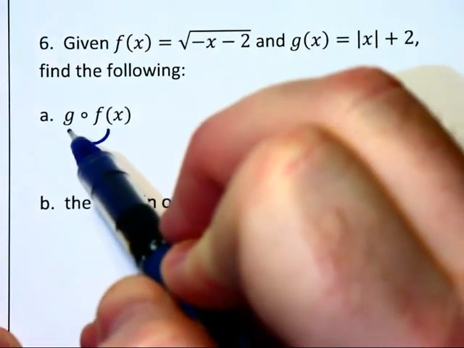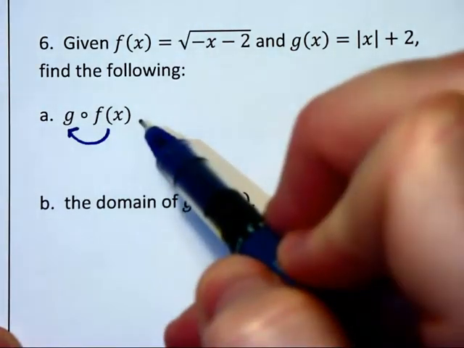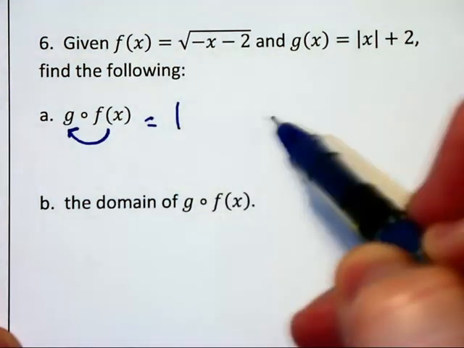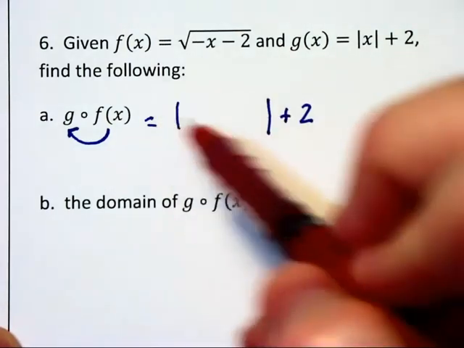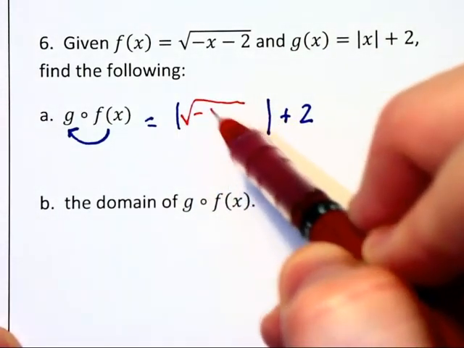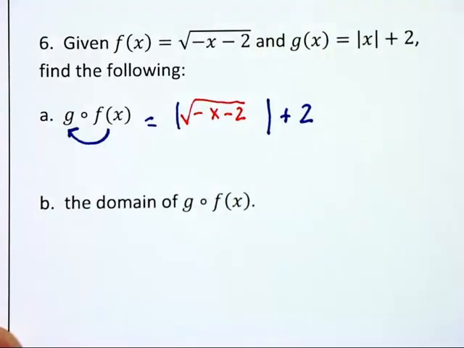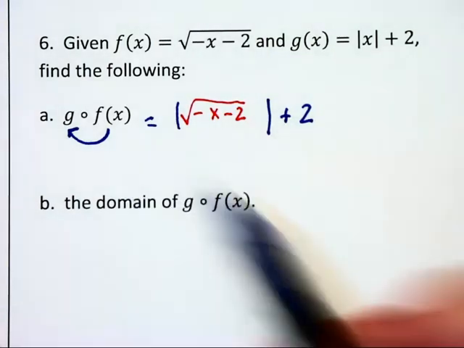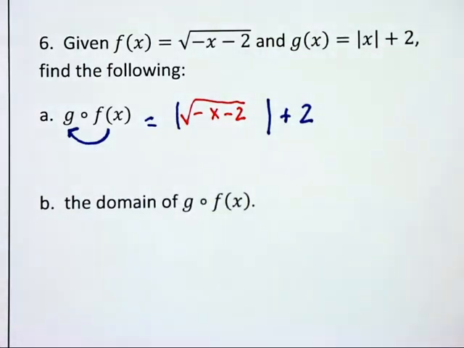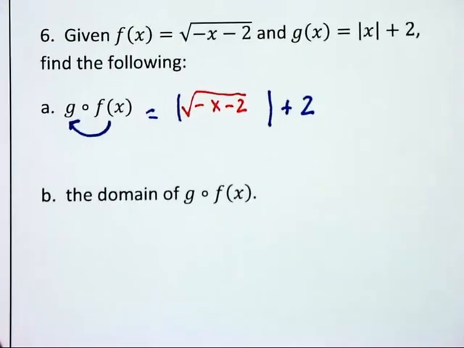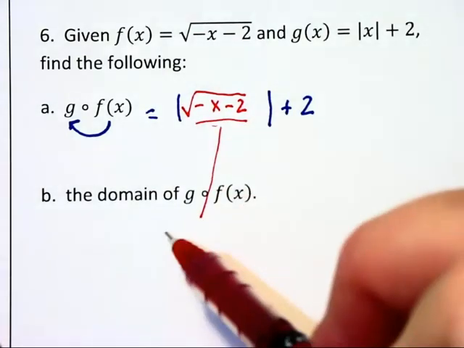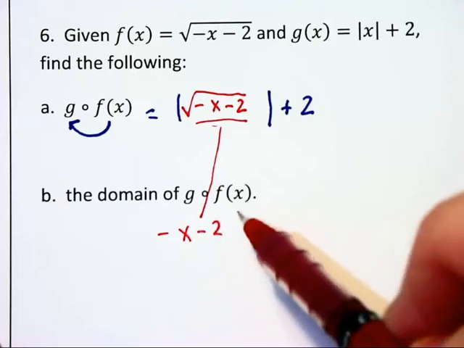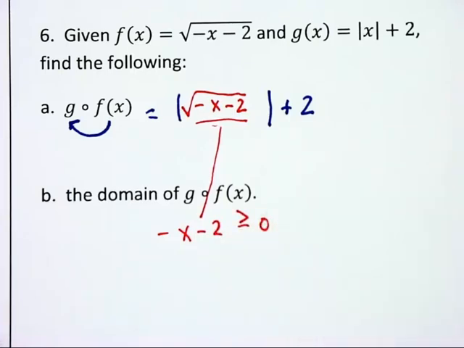So f of x gets substituted into g of x. g of x is the absolute value of our input plus 2. And the input is the square root of negative x minus 2. And so that basically becomes our answer for the composite function. Now, it wants us to find the domain of this, and really there's no restriction with absolute values or this plus 2, but what's underneath this radical here, this negative x minus 2, must be greater than or equal to 0.